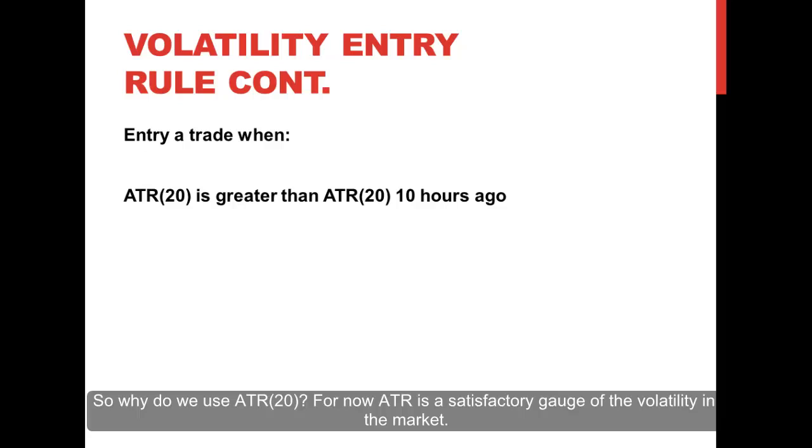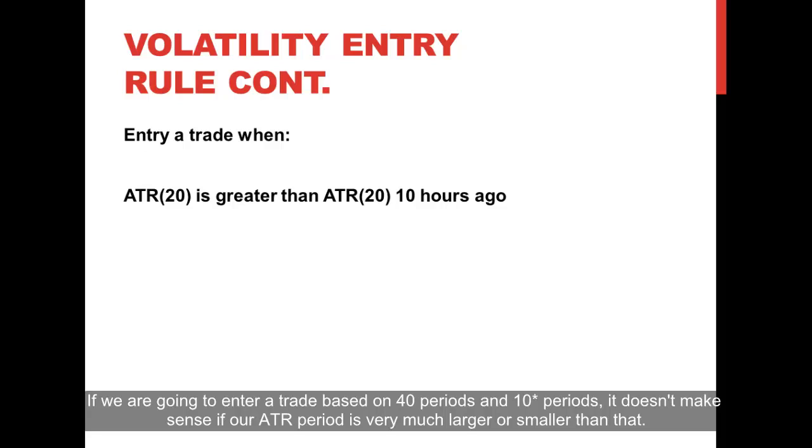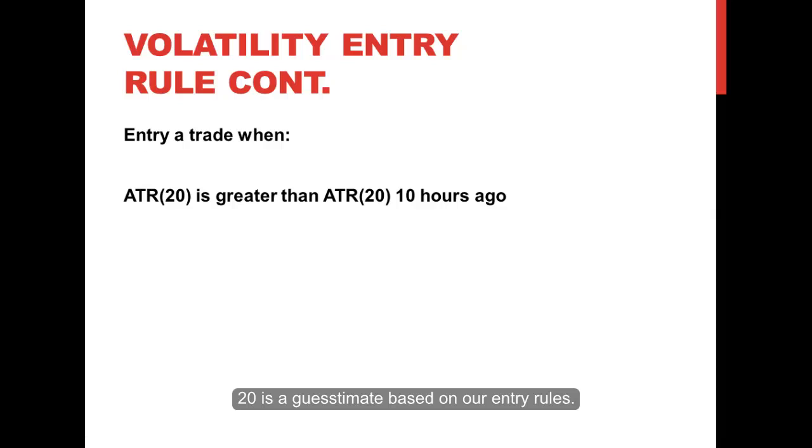So why do we use ATR 20? For now, ATR is a satisfactory gauge of the volatility in the market. And the reason why we use 20 is because our previous periods for SMAs are 40 and 1. If you're going to enter a trade based on 40 periods and 1 period, it doesn't make sense if our ATR period is very much larger than that or very much smaller than that. So 20 is a guesstimate based on our entry rules.